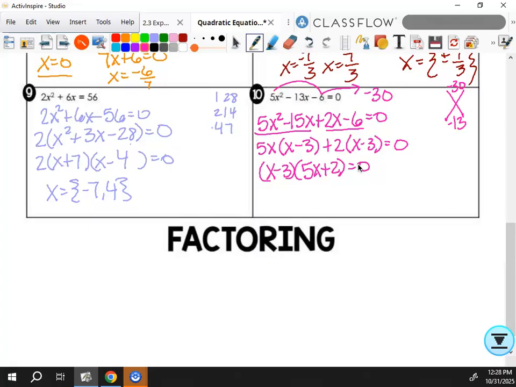equals 0. So x equals negative, whoops. I was about to write negative 5 halves, and that's why you really should write them down set equal to 0, because I caught myself. It's negative 2/5 and a positive 3.